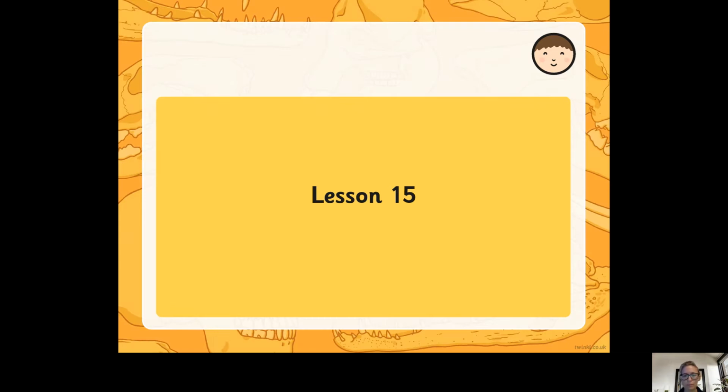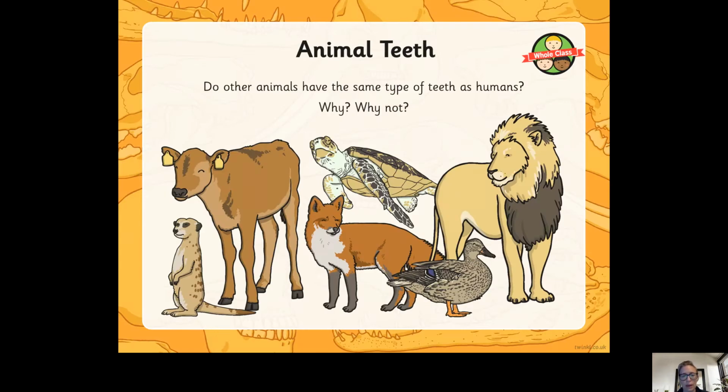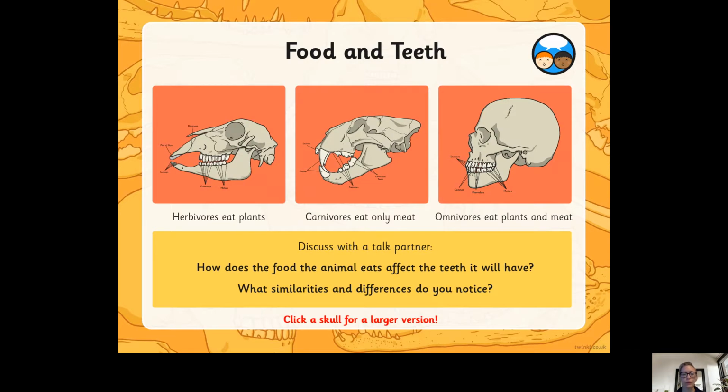Okay, lesson 15 then. Do other animals have the same type of teeth as humans? Why and why not? So we're going to be looking at, in particular, quite a few mammals, but do have a think about other animals too. So food and teeth.